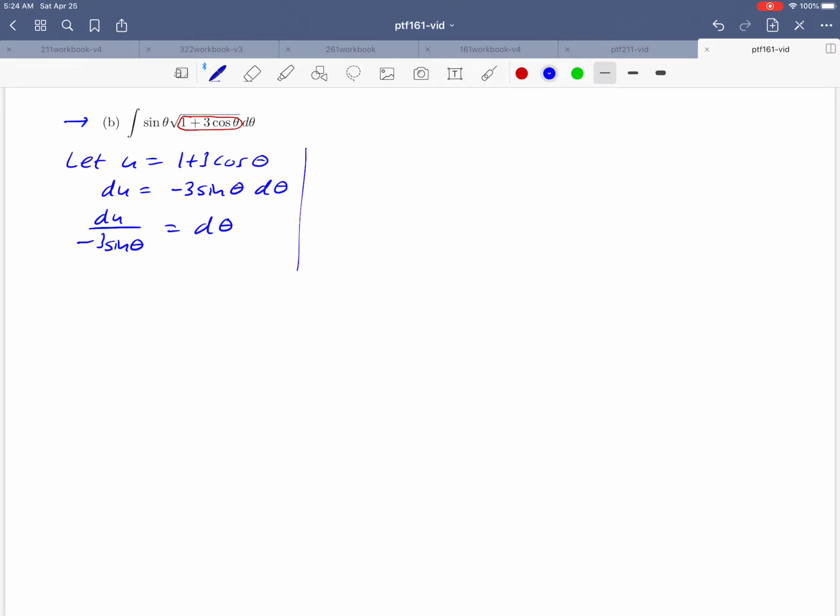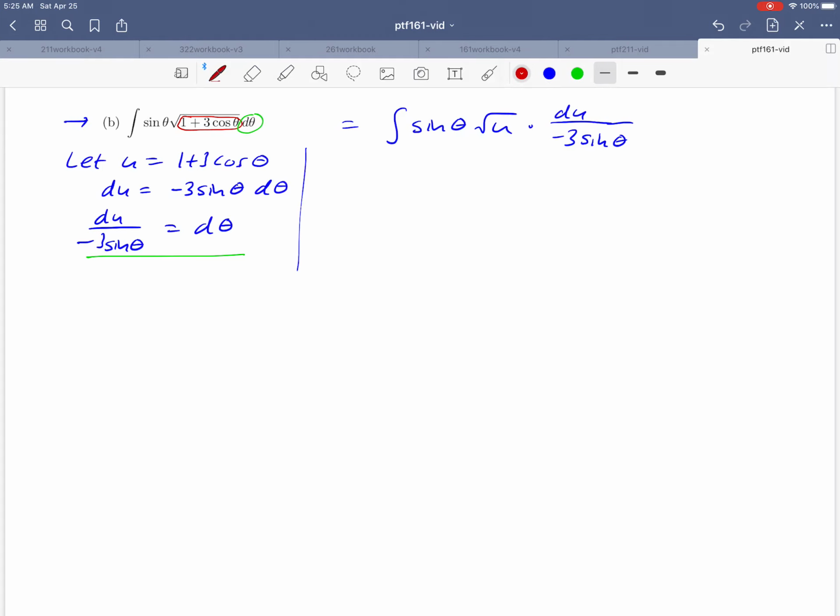All right, and the goal now is to go ahead and see if we can rewrite this integral. So let's see what we've got here. Start with the sine of theta. The part under the square root we called u, so we'll write the square root of u. And then d theta, this part at the end, we can see from our work that d theta is equal to du over negative 3 sine of theta. Okay, so there's where we're at so far.